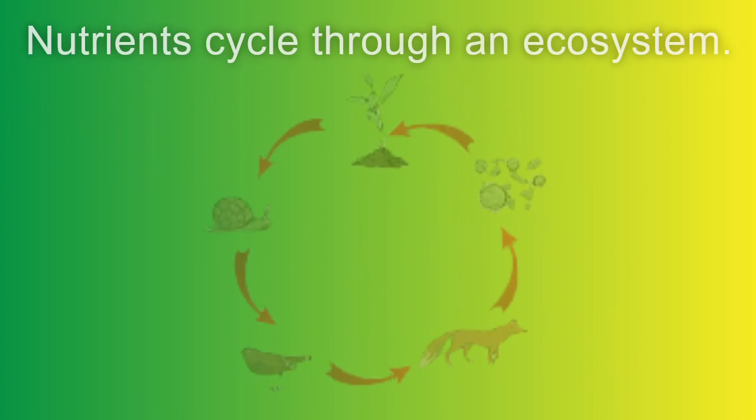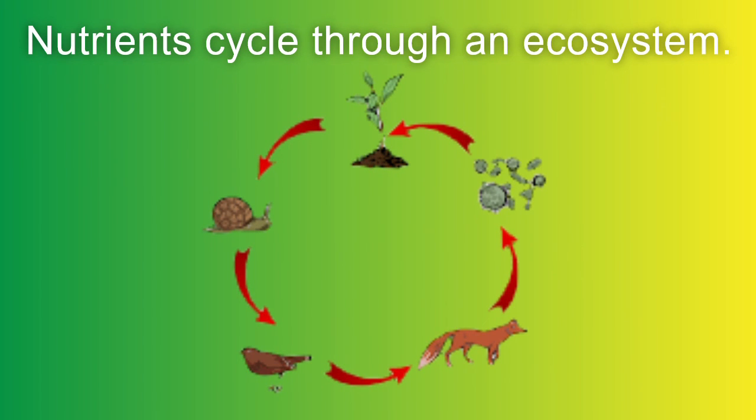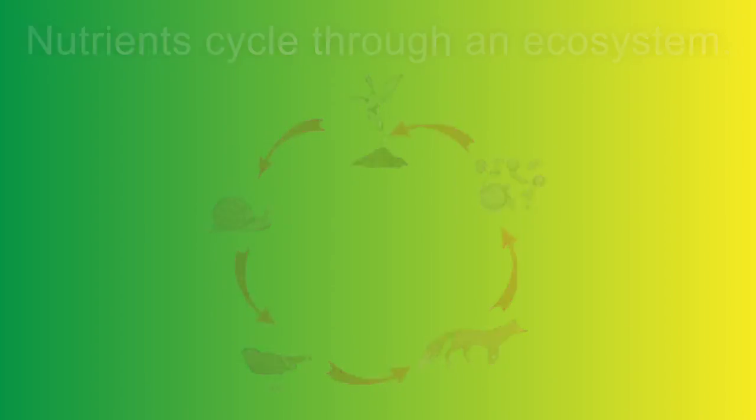Nutrients, however, cycle through the system. Plants absorb nutrients through their roots from the soil, and those nutrients are passed from plant to animal all the way through the food web until the nutrients are returned back into the soil by the decomposers. All of these organisms help make this cycle possible.